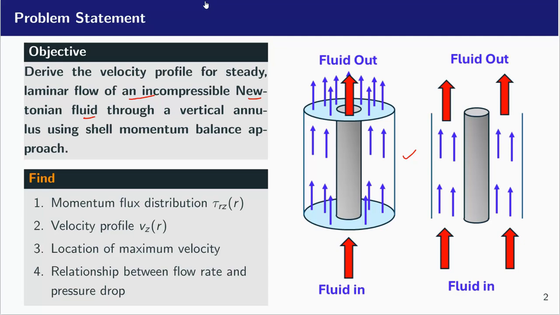Now here we have to find the momentum flux distribution tau_rz as a function of r, the velocity profile v_z as a function of r, the location of maximum velocity, and the relationship between flow rate and pressure drop.